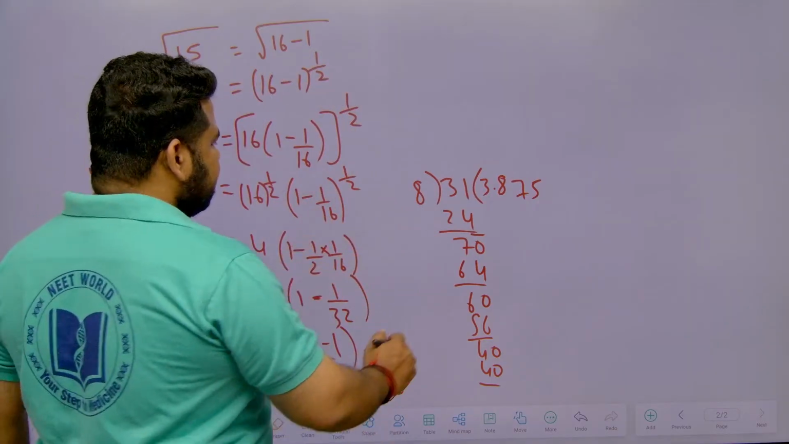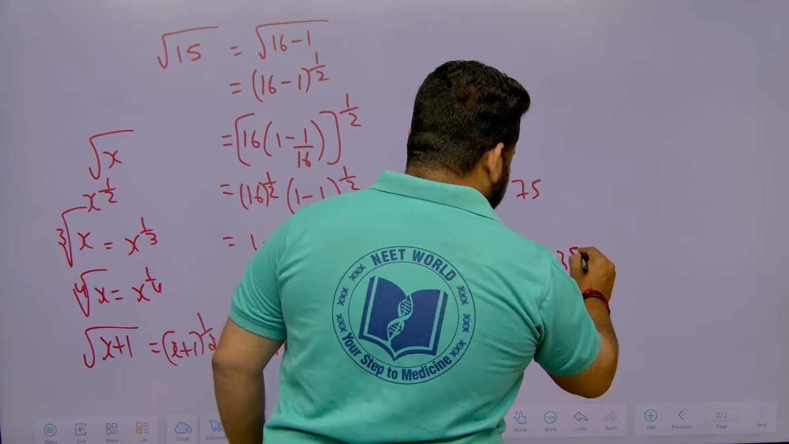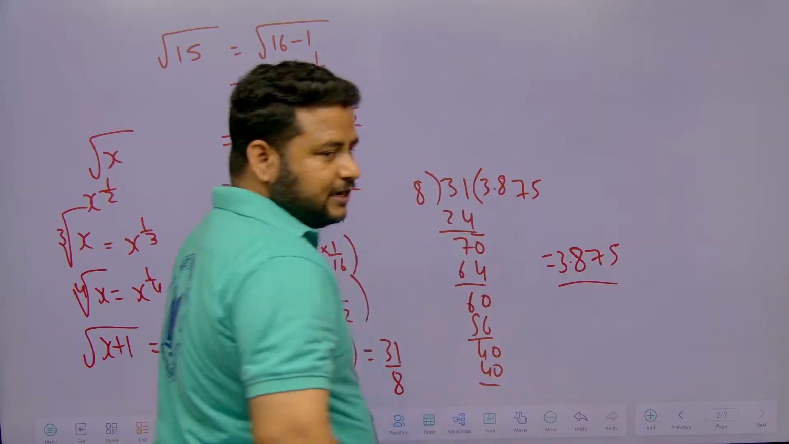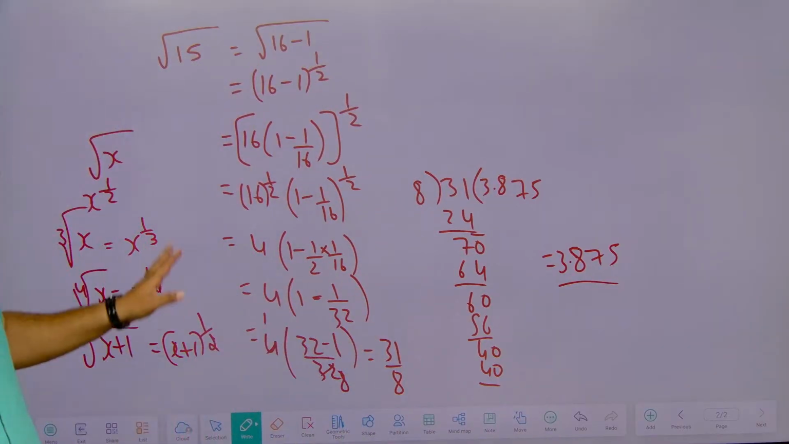So what is the value you will get? That is nothing but 3.875. That is the answer you will get. Clear? Understood all of you? This is how we have to do this. Make a note of this one.